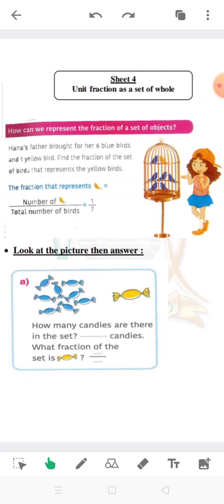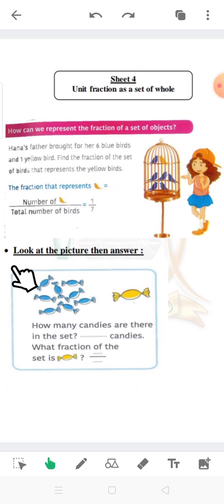Okay. How many yellow birds does the question ask about here? The yellow. How many yellow birds do I have here? Only one. All of the birds, let's count 1, 2, 3, 4, 5, 6, and 7. So the total number, we always put in the bottom or the denominator part.